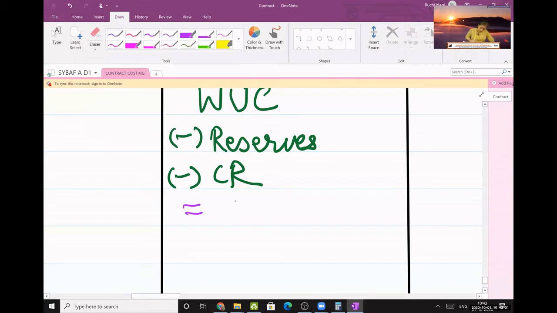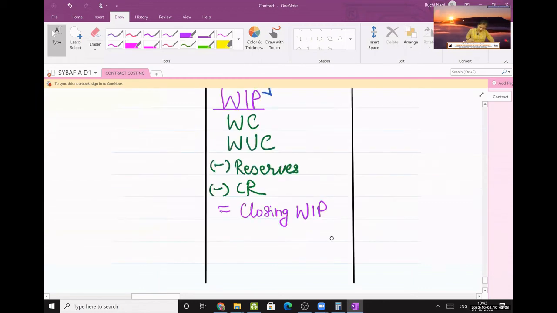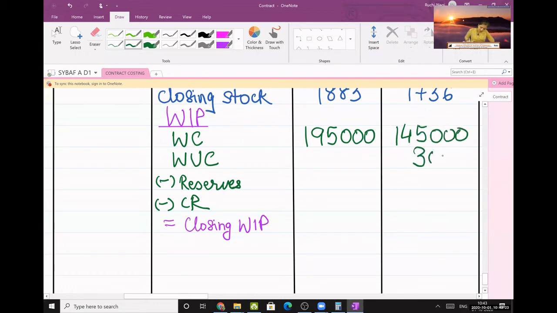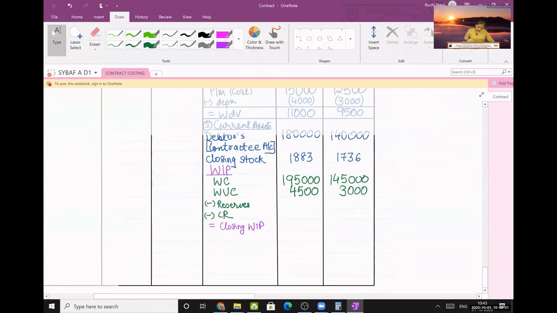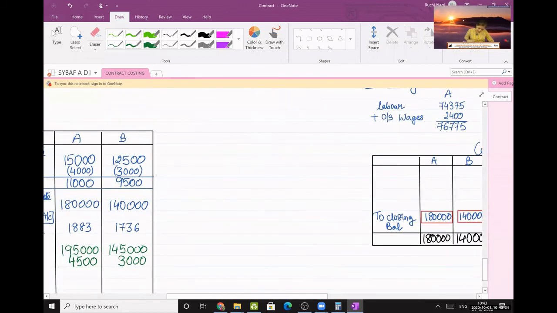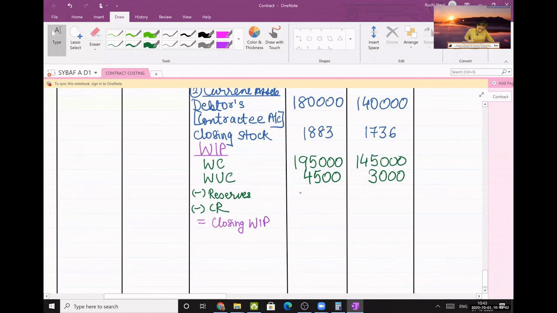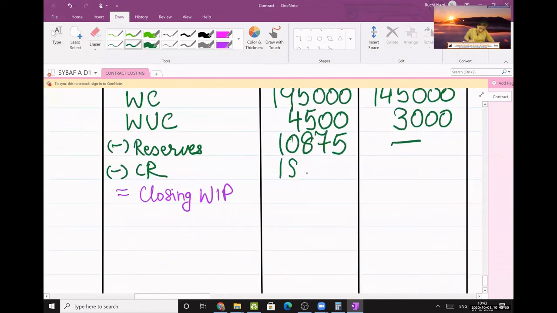This will give me closing WIP. This is what I need, right? Okay, so this is the writing style, presentation style. I have to write it this way. 1,95,000, 1,45,000. This was 3,000 and this was 4,500. Reserves bhi hai humare paas, abhi humne calculate kiya tha. Kitna tha reserves? 10,875. Okay, so write it here. Then cash received bhi hai apne paas. Yes, 1,80,000 and 1,40,000.